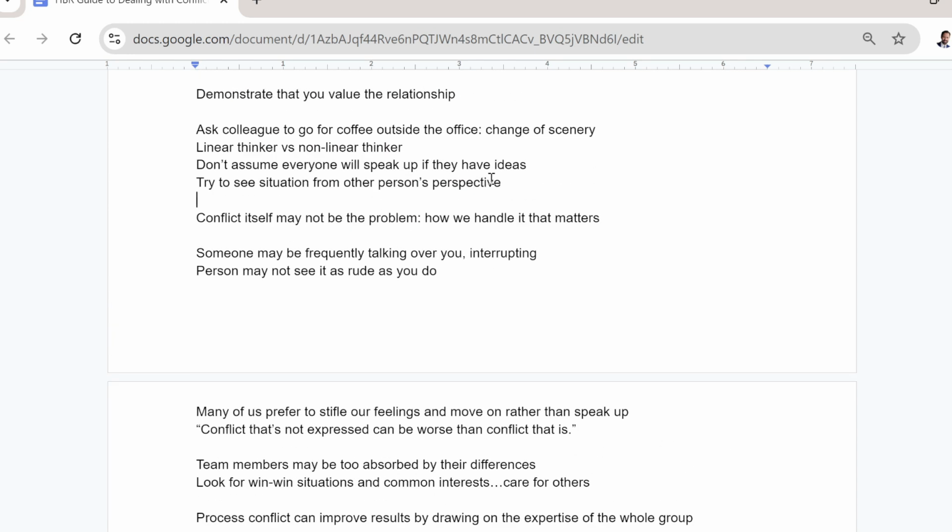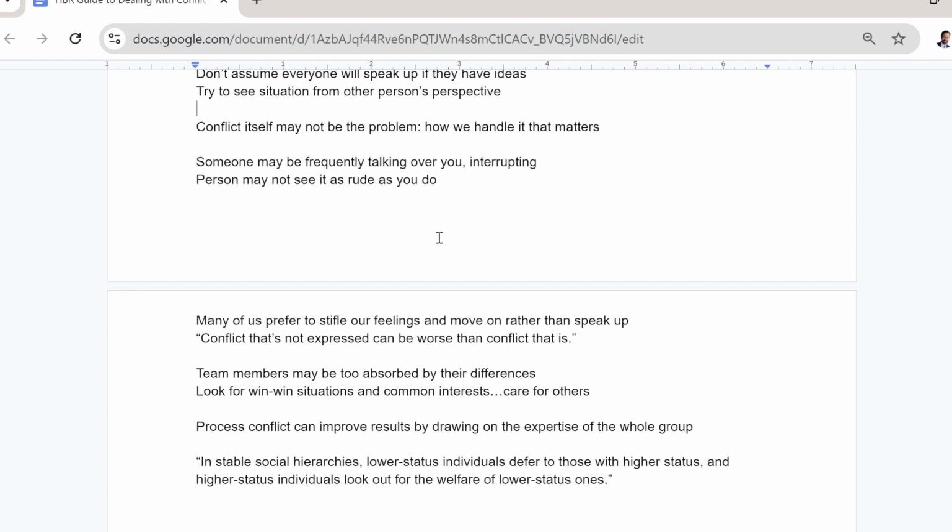Don't assume everyone will speak up if they have ideas. So I worked in an office where there were about 2 or 3 people who generally dominated the conversations and were always the ones shooting out ideas. But there were other people that were more thoughtful, maybe more introverted, who may have had superior ideas, but they just didn't speak up. Or they wanted to take everything in before they came up with a recommendation. So encouraging people to speak, I think, is a great idea.